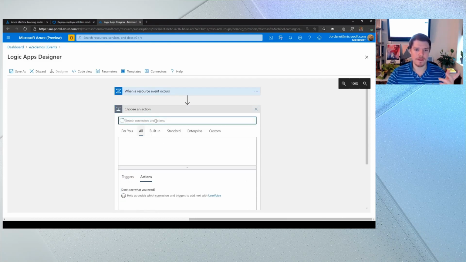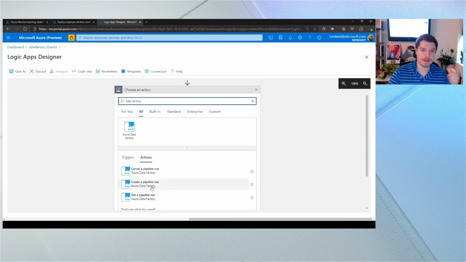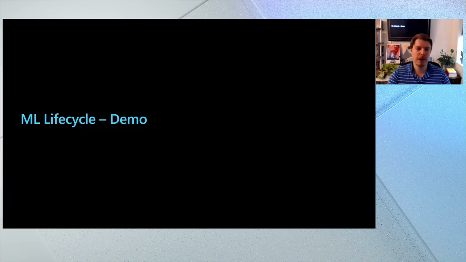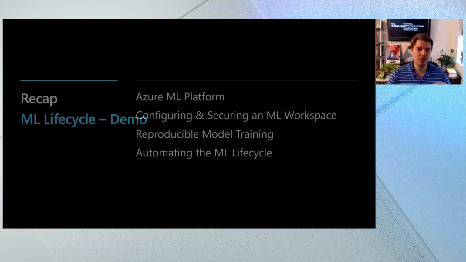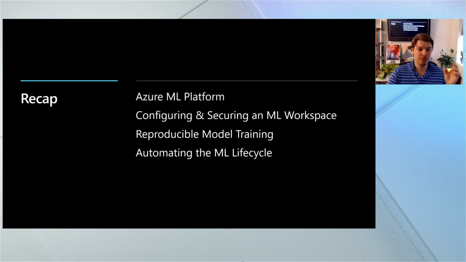And then if I want to wire this back into my data pipeline, there's built-in integration with Azure Data Factory as well. So I can just create an Azure Data Factory pipeline run to help complete that circle, pull in fresh data, and then go and train the model on top of it. So that was a quick walkthrough of the ML lifecycle for reproducible model training and then automating the lifecycle.